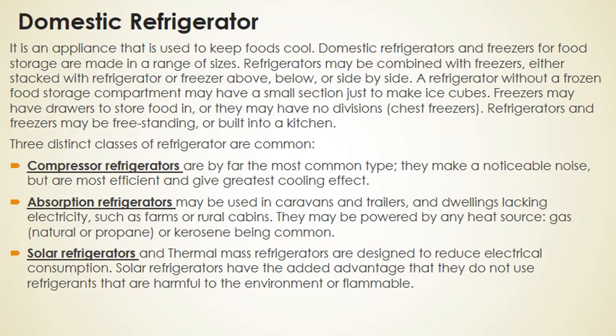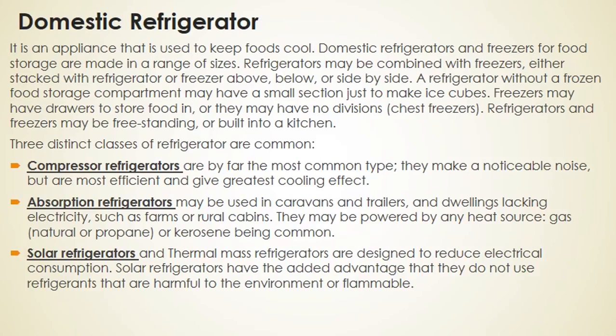Okay, then there are three distinct classes of refrigerators. Number one is the compressor refrigerator, the most common type we can see in most houses. It is one of the most efficient ones. And then there are absorption refrigerators. They are not used in houses. Sometimes they may be used in houses, but mostly they are appropriate for caravans and trailers. They are powered by a heat source, that is usually propane gas, or sometimes kerosene. Okay, then solar refrigerators, they are run by thermal energy.